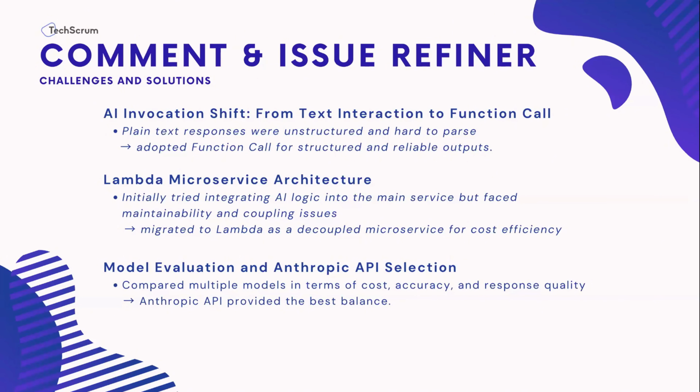And finally, when we selected the AI model, we faced a trade-off. For example, DeepSeek. At first we were planning to use DeepSeek. It was very cheap, but it often had delay and lag issues. While OpenAI was more accurate, but it comes with higher cost. After testing multiple options, we decided on the Anthropic AI API for the best balance between cost, accuracy and response speed.